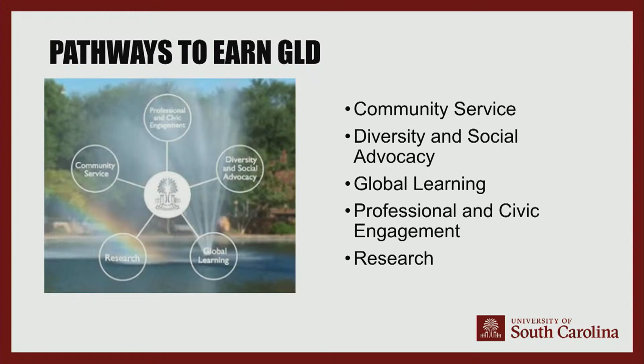So how do you do it? There are 5 different pathways or 5 different ways that you can earn GLD. Think of these as your tracks or focus areas. We just call them pathways. It depends on what you're interested in. So if you are really passionate about serving a community and you do a lot of volunteering or traditional unpaid service, maybe the community service pathway is a good fit for you. If you are really interested in specific populations or issues of social justice, diversity and social advocacy can be a great pathway for you. If you are planning to study abroad during your time at Carolina, or you are an international student and coming to USC is your study abroad experience, the global learning pathway can be a good fit.